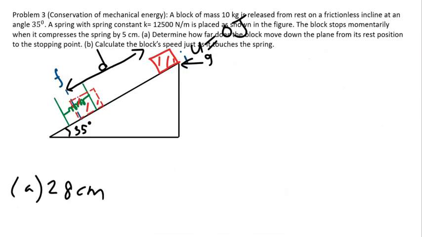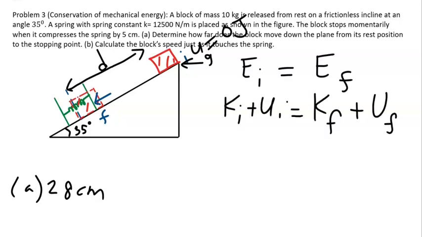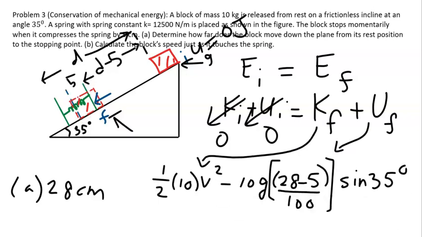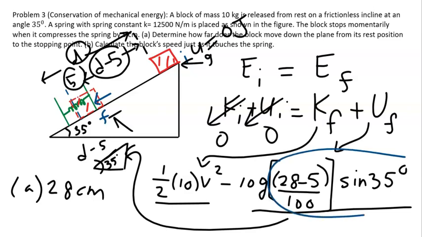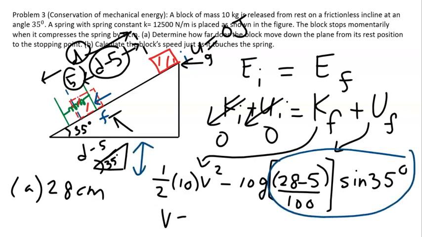The block speed as it touches the spring is the speed here before the compression. So that's your final point now. Applying conservation of mechanical energy, we get this line. As before, this is 0, that is 0. So this is the final kinetic energy and this is the final potential energy. This term here is the height it's falling through. And solving for v, we get 1.61 meters per second.